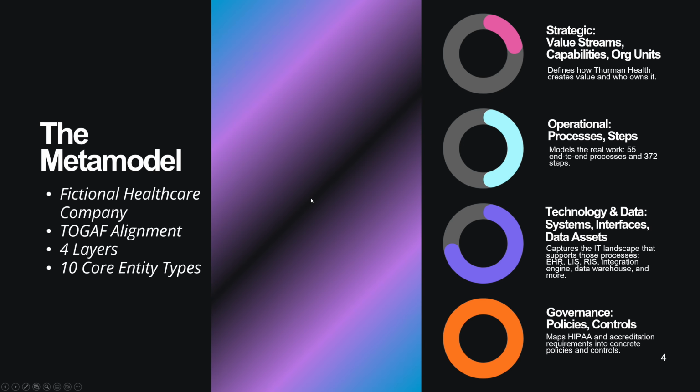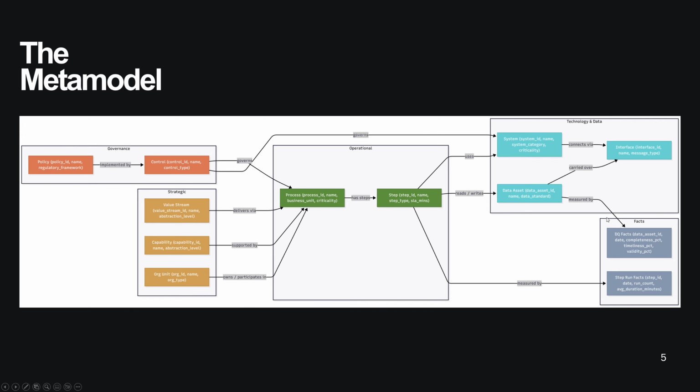Okay, so the metadata model itself, as I said, is for a fictional healthcare company, and we're aligned to TOGAF. There are four layers here on the right: strategic, operational, technology and data, and governance. I already got into those, so I'm just going to jump forward. The metadata model is designed like this.